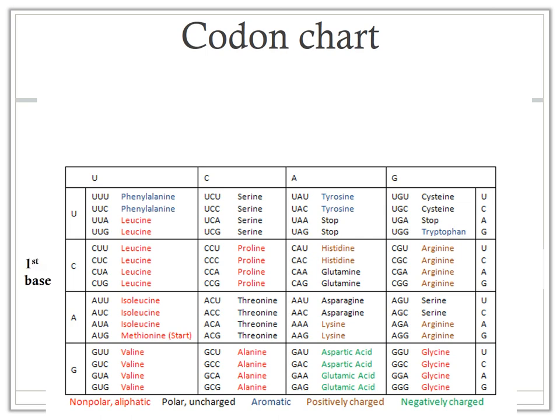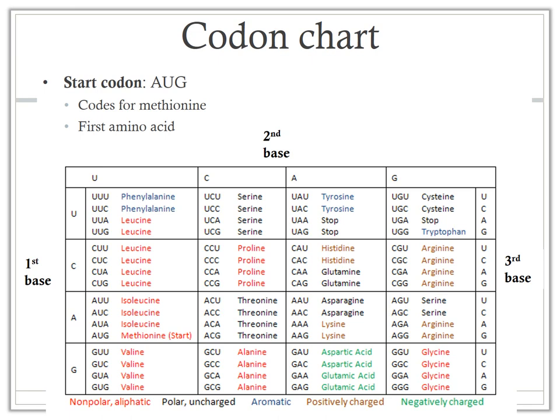But this chart here is read in a way on the left-hand side. This is where the first base of the triplet will be read. On the top is where the second base will be read, and on the right-hand side is where the third base will be read. So let's do an example here. AUG is a special codon, and it's considered the start codon. And it is the only start codon that we have. Now, AUG. So let's see how this works.